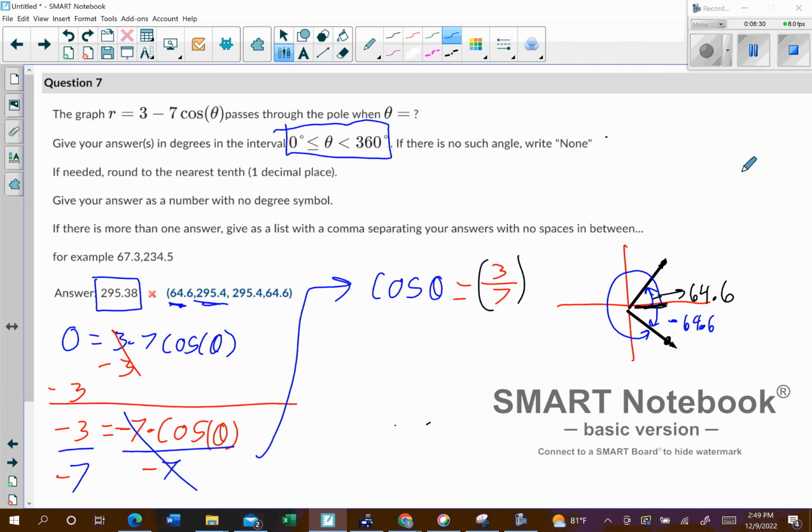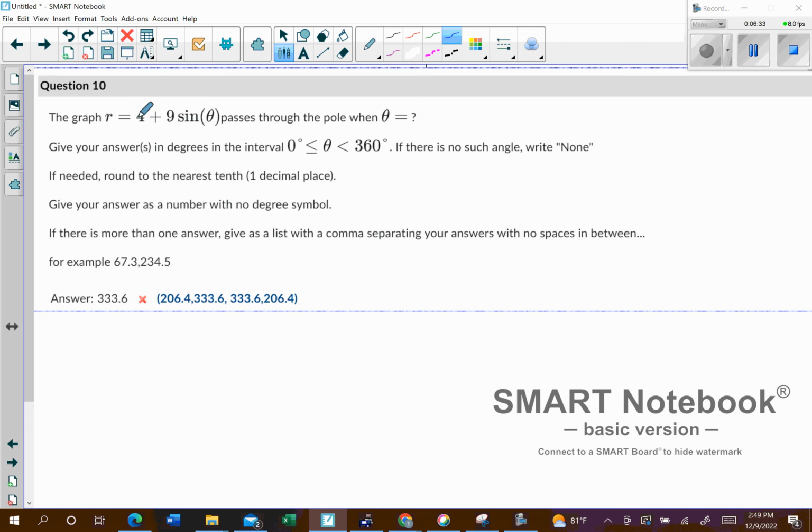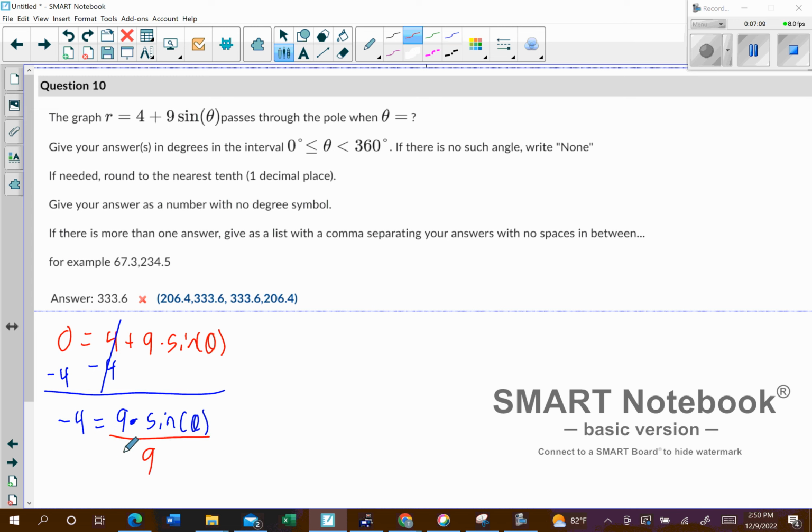Okay, let's try the other one. The other one should be pretty similar. I think we're dealing with sine though instead, but other than that, it's going to be a pretty similar process, and it looks like once again you got one of them, we're just missing the other one. So we'll go ahead and set this equal to 0. So let's see, 4 plus 9 times sine of theta. And we'll go ahead and subtract 4 on both sides. And let's see, 9 times sine of theta. And then we'll go ahead and divide by 9 on both sides.